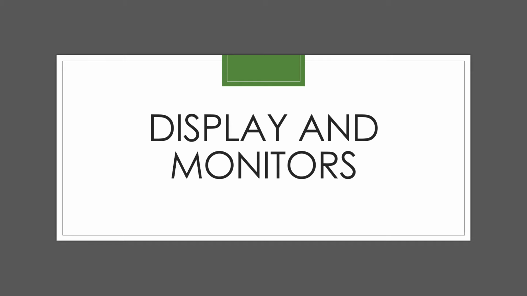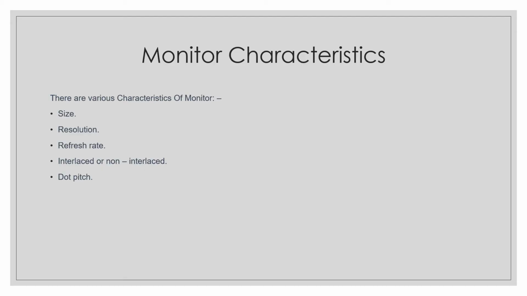Next, my main topic is displays and monitors. Today I will be talking about various things about displays and monitors. The main topic I will be covering now is the characteristics of monitors. Firstly, we have the size of the monitor, the resolution, the refresh rate, interlaced and non-interlaced, and dot pitch. There are various characteristics of each monitor that a person who buys one should look into, and every person has their own choices according to their own needs for a monitor.